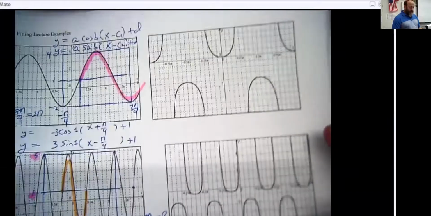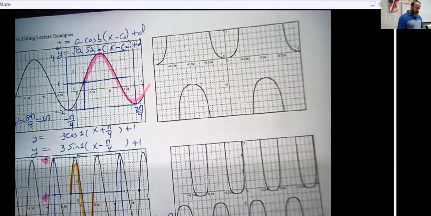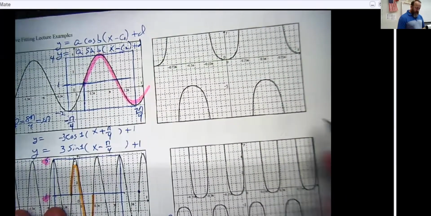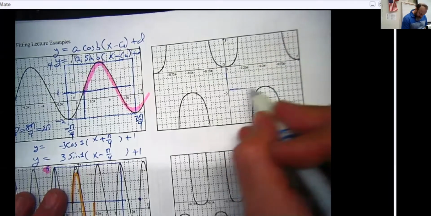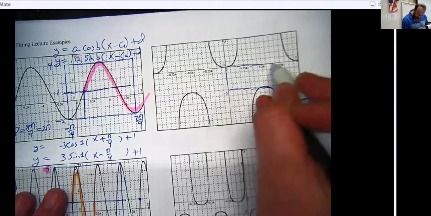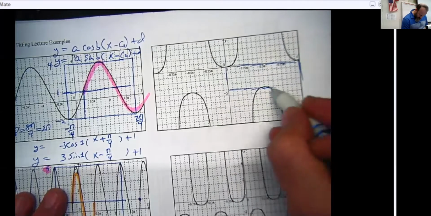Now, if we look at a couple of secants and cosecants, everybody has their own way, but I'm going to start right here at this one and draw my box over here.